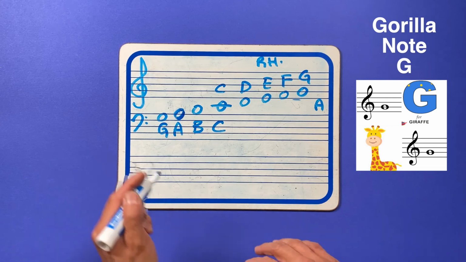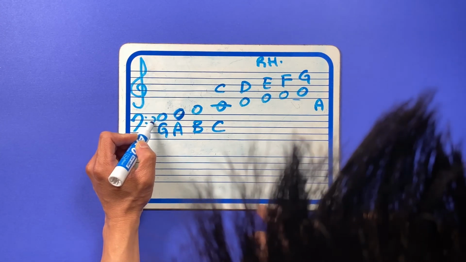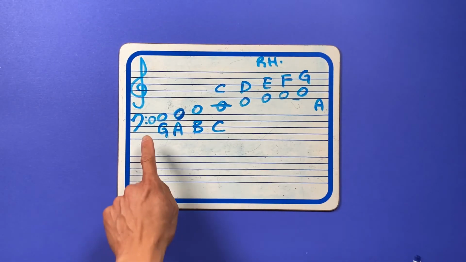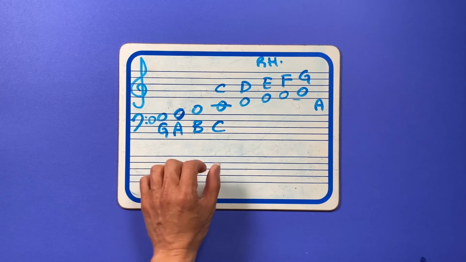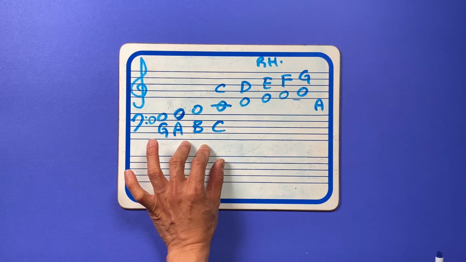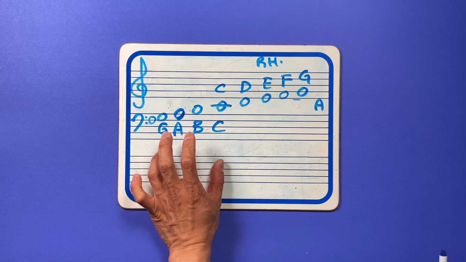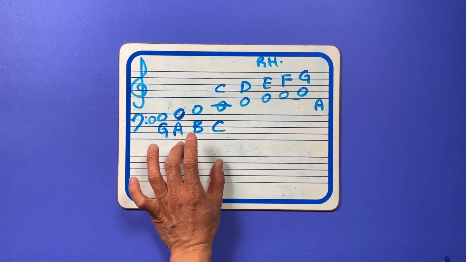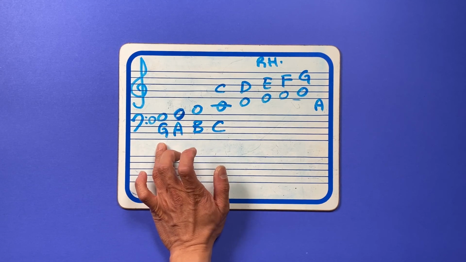I am running out of space, so I am so sorry. This is going to be a little cramped. And the last note for your pinky, you've got C, B, A. And what's the last letter in music? First letter is A, so the last letter would be G.